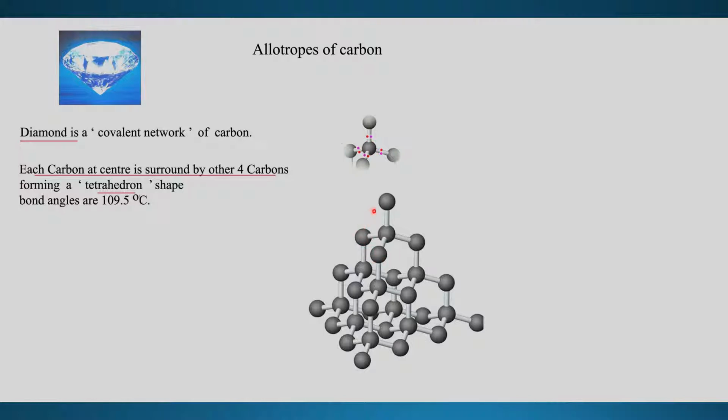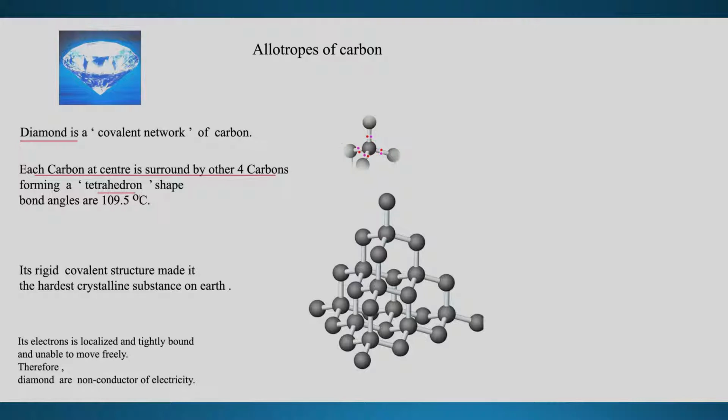What do we call this shape? We call it a tetrahedral shape, the 3D shape we mentioned earlier. Because each carbon is bonded by 4 neighboring carbons, they make a totally rigid covalent structure. That makes diamond the hardest crystal on Earth, nothing is harder than diamond. Diamond does not conduct electricity, as we expect of a non-metal. Keep this in mind.